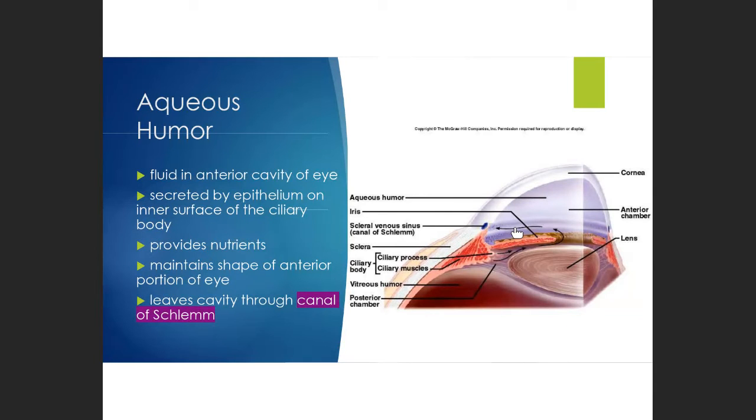Okay, so the aqueous humor is a fluid, but it has to be the correct amount of pressure, because that pressure maintains the dome-shaped structure of the anterior eye, with the cornea, which is convex. It prevents the cornea from collapsing. So it has to be just the right amount of pressure.